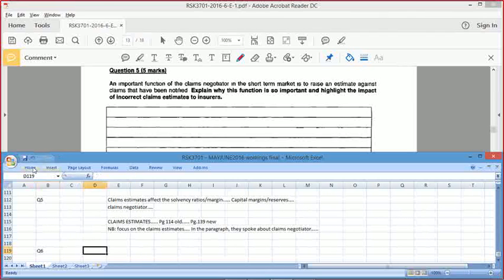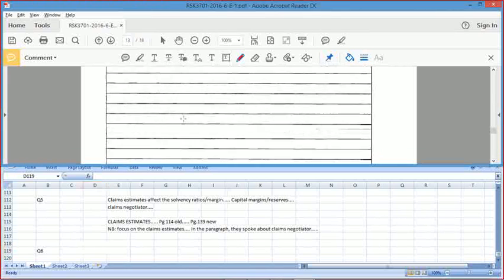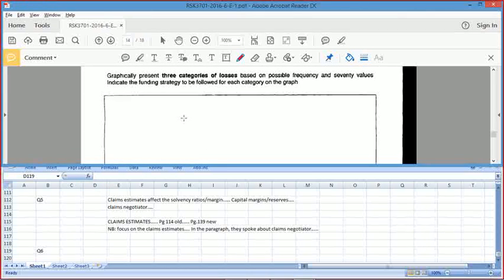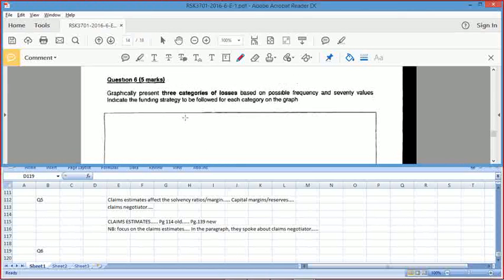Okay, question six. Let's save that. Let's continue. What's the next question focusing on? Okay. Oh, this is a graphical presentation. Okay, so now they're asking for what they gave in the textbook. I'll show you where to get this.